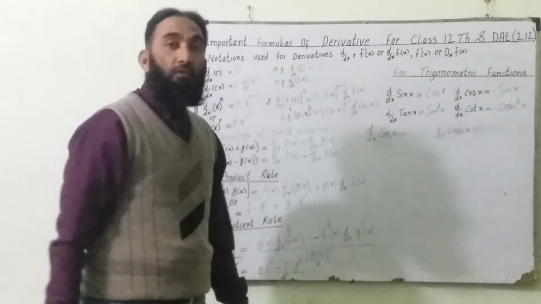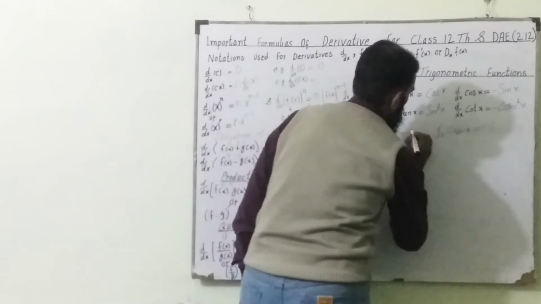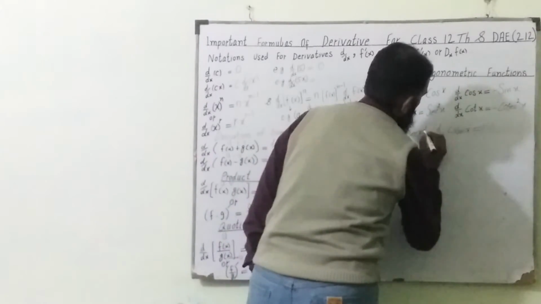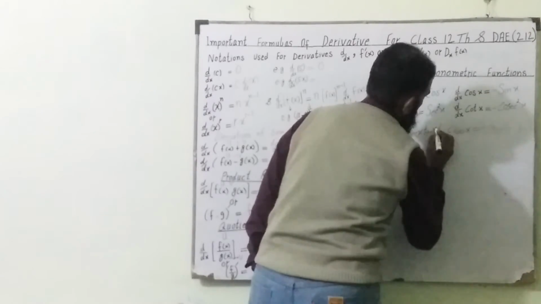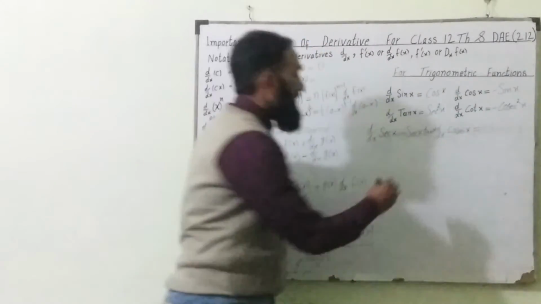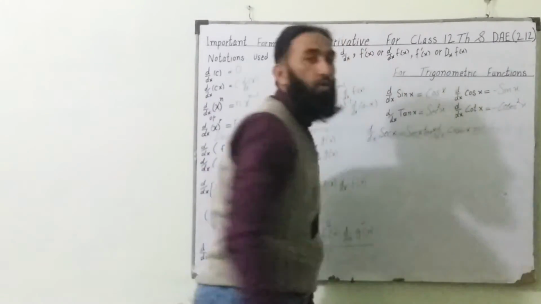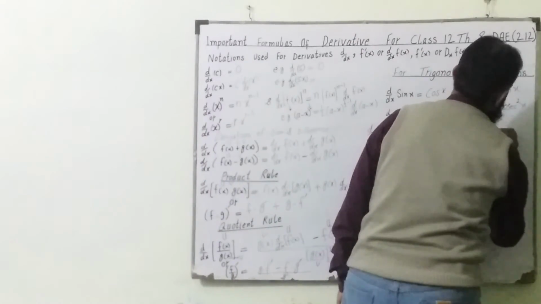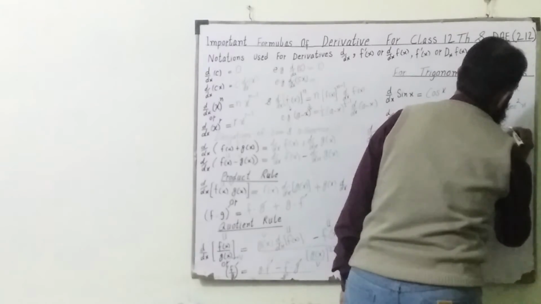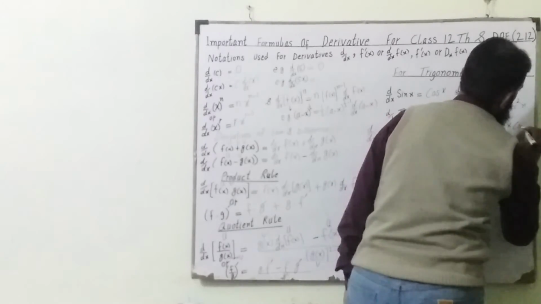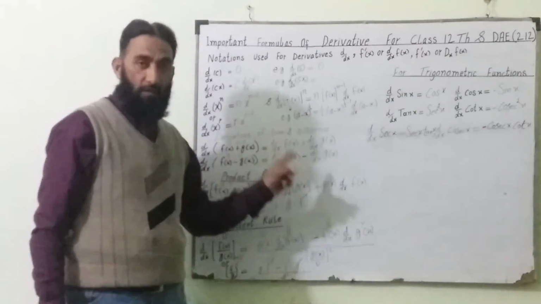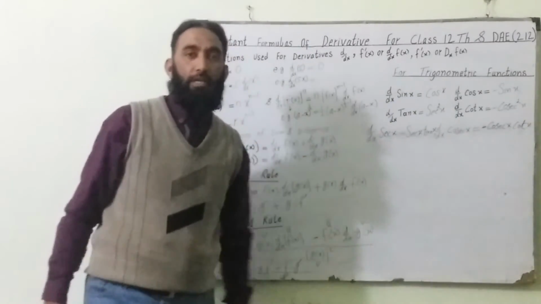and the derivative of secant x is secant x tangent x, and the derivative of cosecant x is minus cosecant x cotangent x. Here students, I have written all these formulas in front of you so that you can understand.